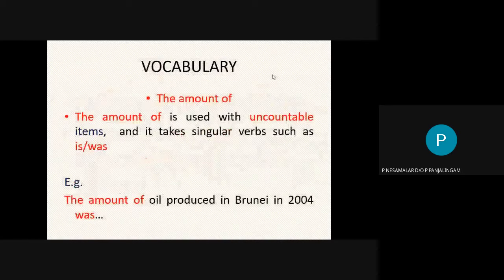Now, moving on to the second item I mentioned about your choice of vocabulary. You use the phrase the amount of with uncountable nouns, and that always takes singular verbs such as is or was. For example, the amount of oil produced in Brunei in 2004 was, because oil is an uncountable subject. Other examples would be sugar, or water, or flour.